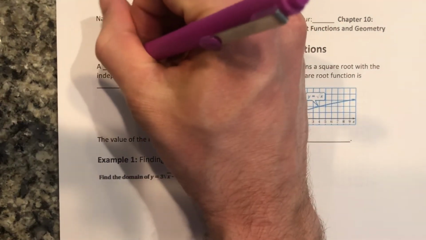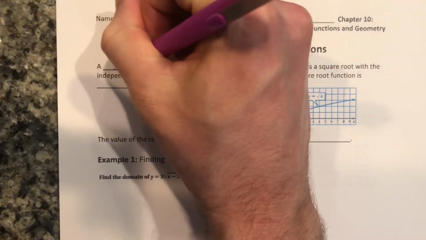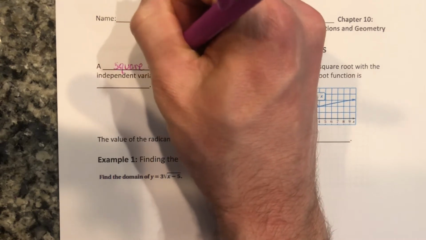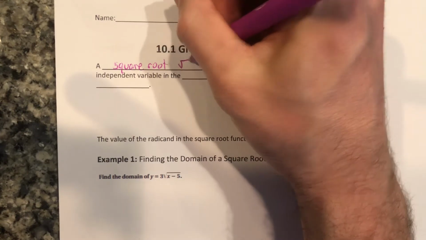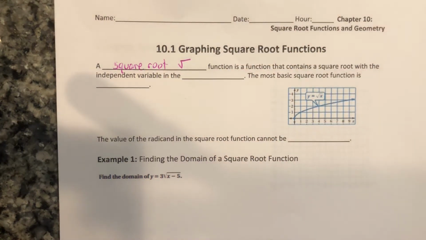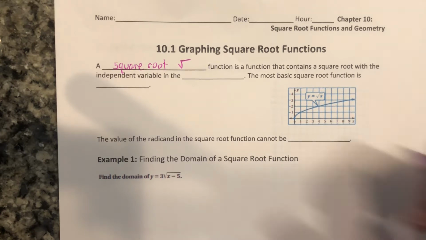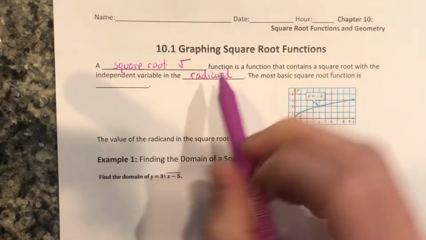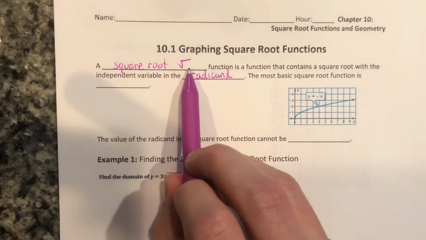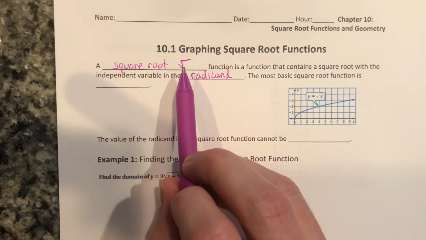So we're going to start with a square root function. And again, the square root symbol, that radical symbol, is a function that contains a square root with the independent variable in the radicand. So we talked about the radicand before, but it's just the number that is underneath the square root symbol.